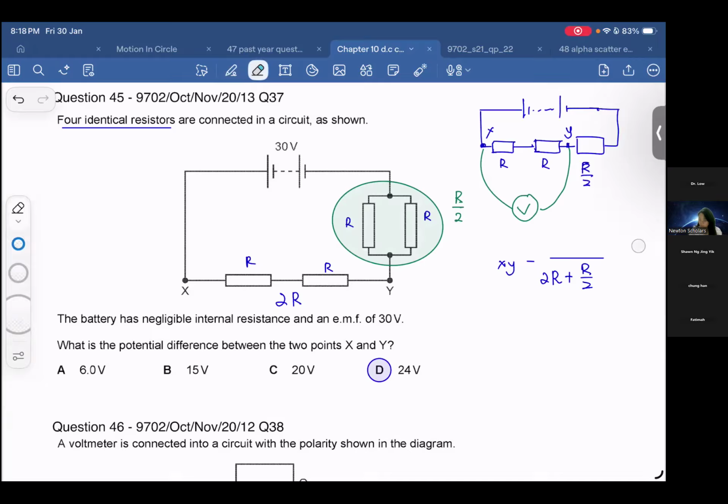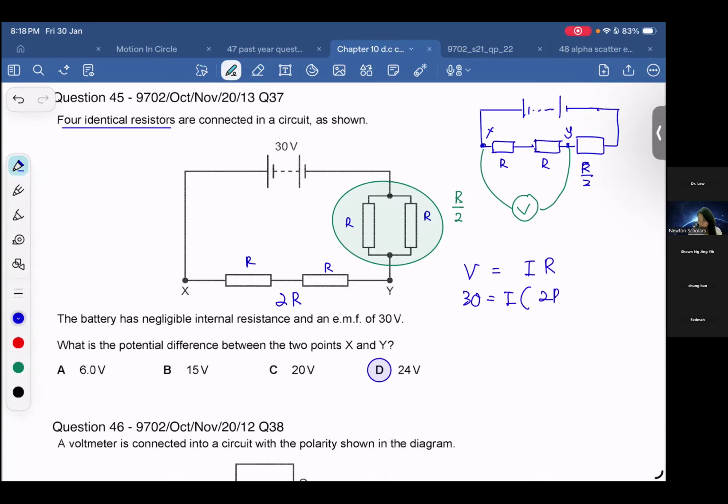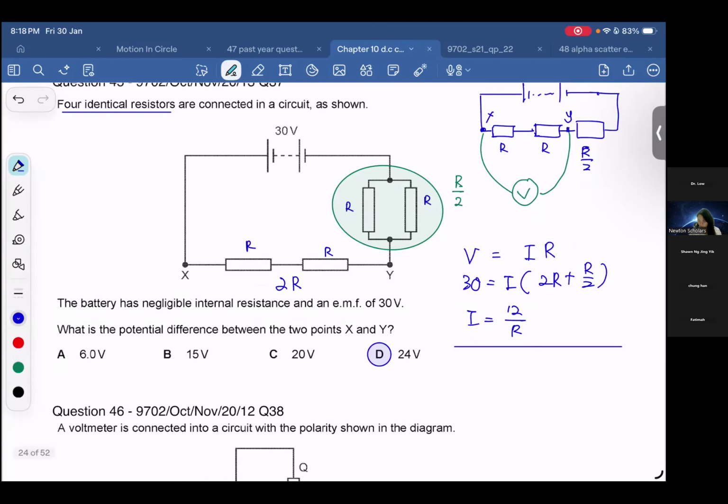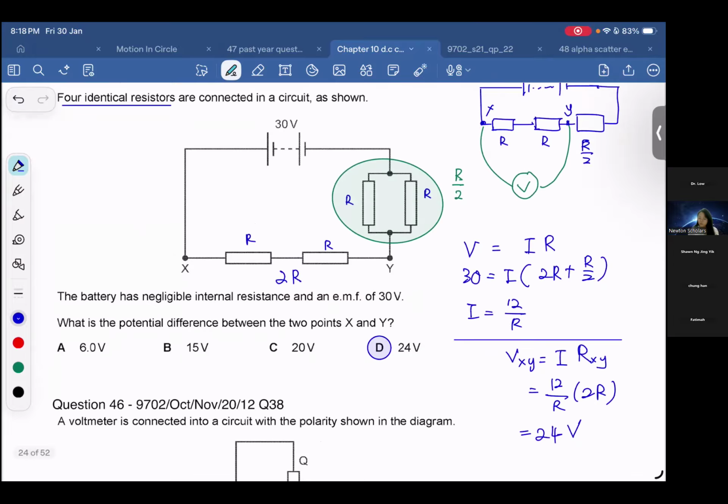Or another way, we can calculate the total current first. V equals I times R. So total 30 equals I times (2R plus R over 2). So your I should be 12 over R. Total current first also can. Then voltage across X and Y: Vxy equals I times your Rxy. So 12 over R times 2R, so here 24 volt. You will get 24 volt.